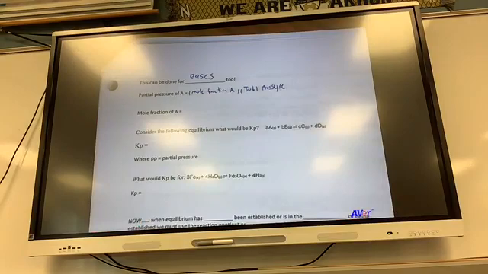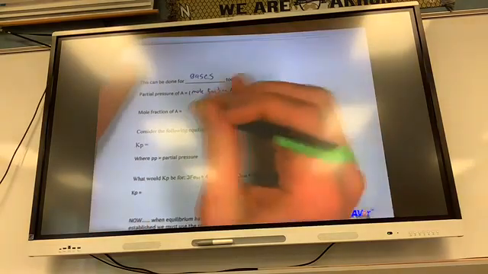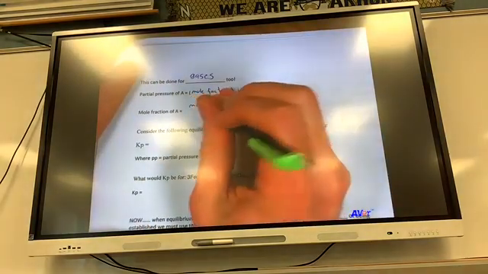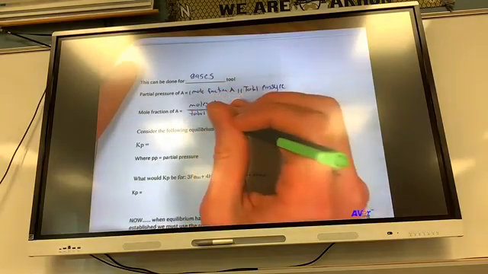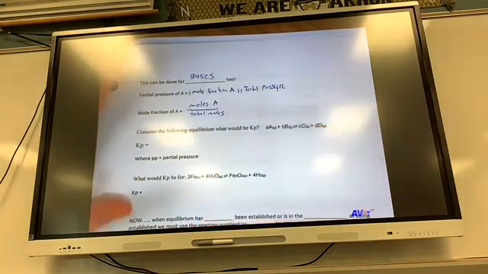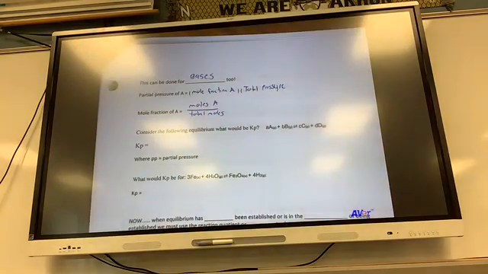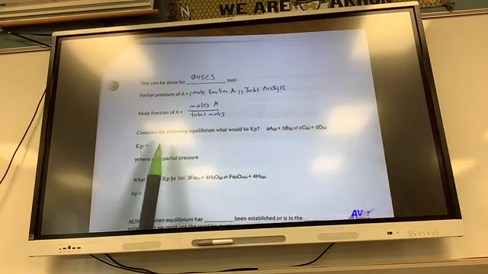What's a mole fraction? A mole fraction is just a percent. A mole fraction is equal to moles of A over total moles of whatever's in the mixture. I don't think you'll ever have to calculate a mole fraction, but just know if you want the mole fraction of something, it makes sense, right? The moles of the individual thing divided by the total. Okay.